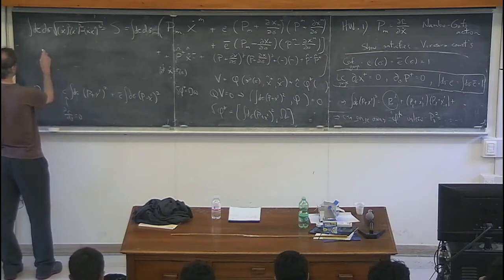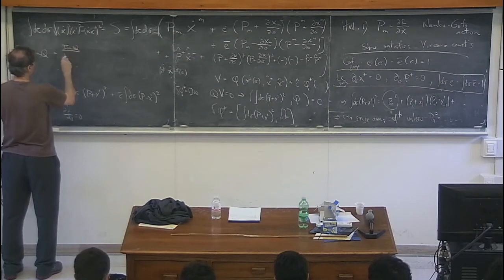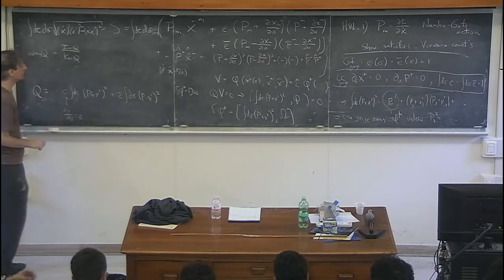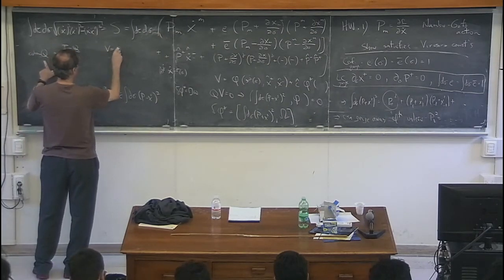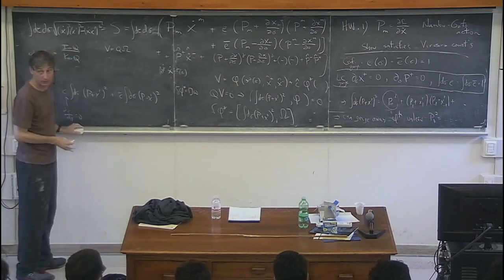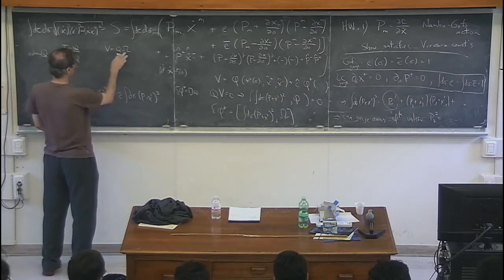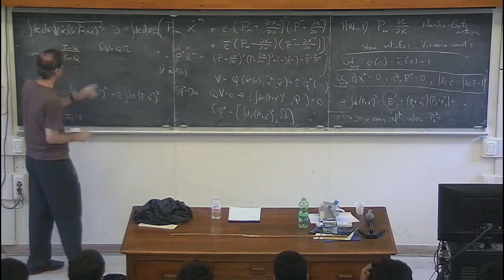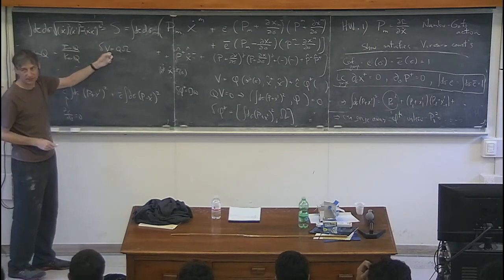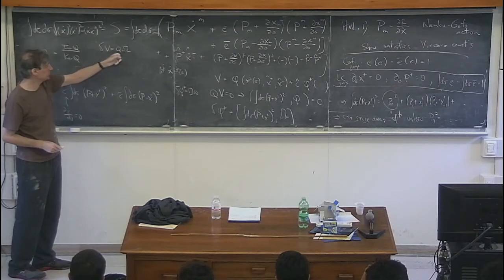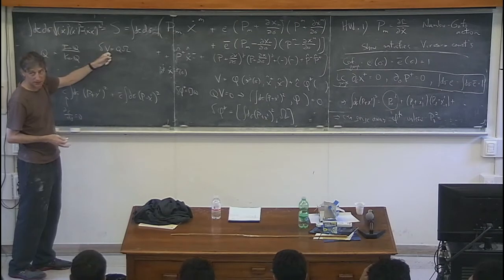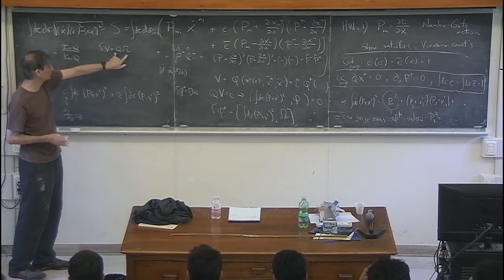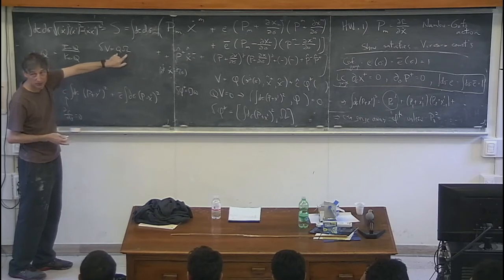Okay, so the cohomology of Q is defined to be the image of Q divided by the kernel of Q. So one way to think about it is that if V is equal to Q of something, then you want to throw it away. Okay. So the way a physicist would say this is that you define V up to a gauge transformation. The gauge transformation is Q of something. And we say that if the state is pure gauge, then you can gauge away V.